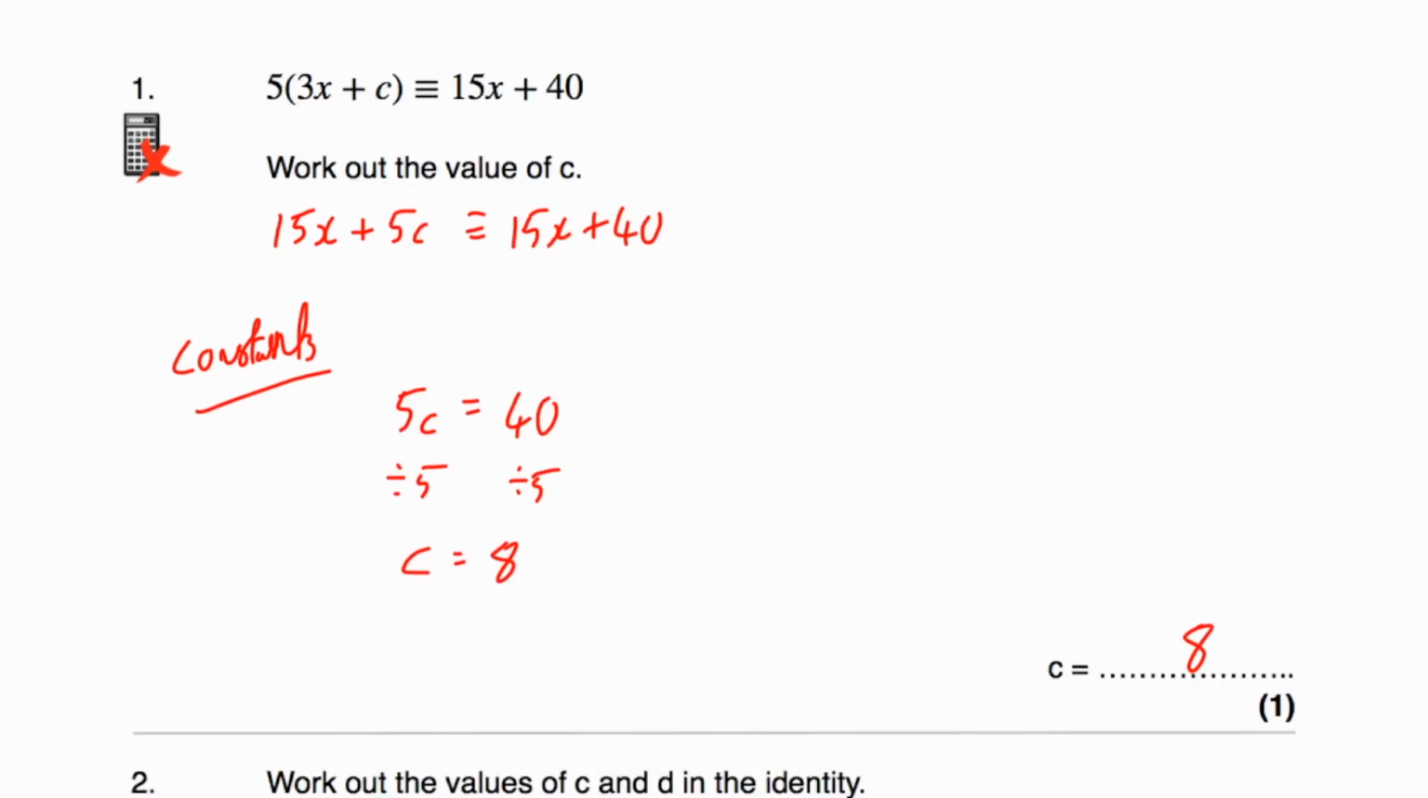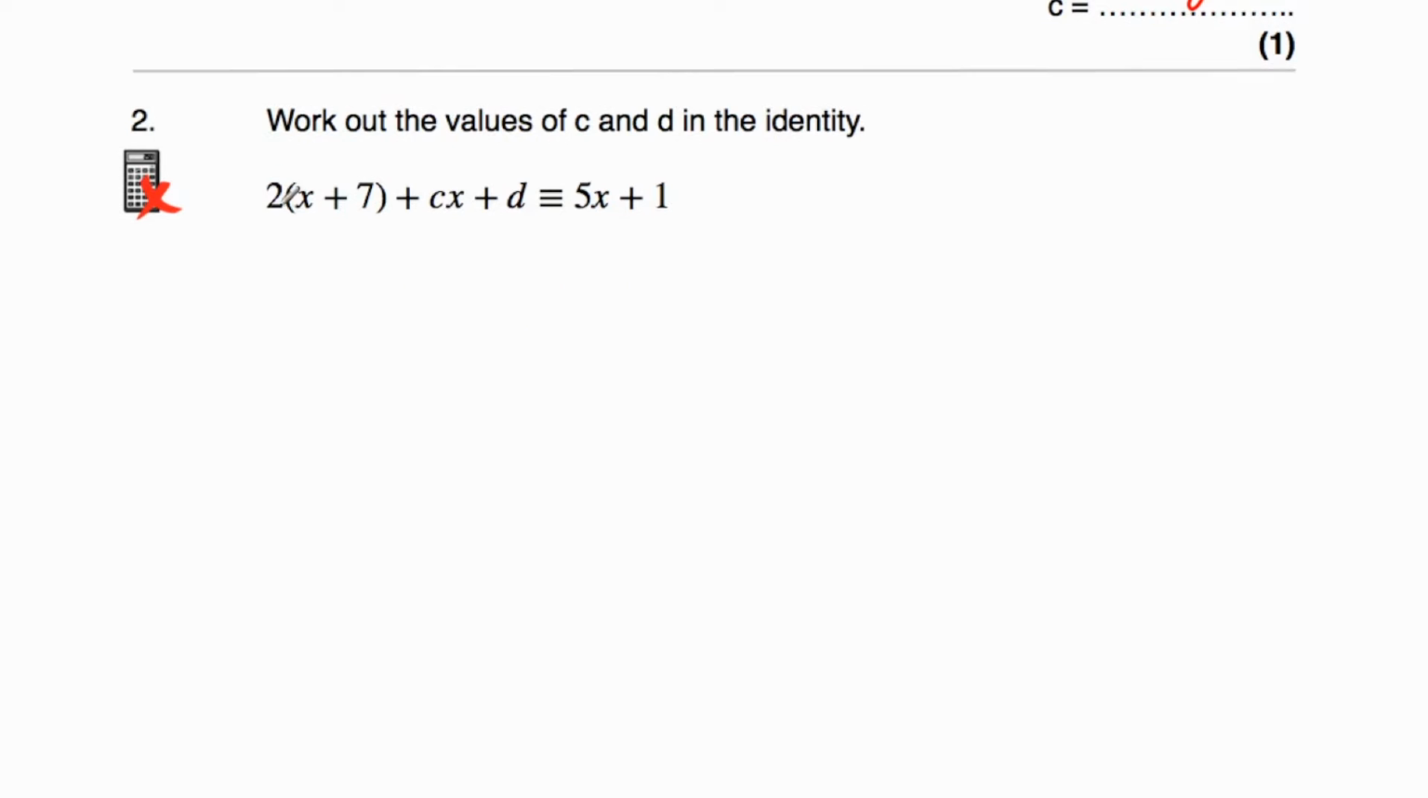Okay, let's have a look at question number 2. So we've got 2 bracket x plus 7, close brackets, plus cx plus d is equivalent to 5x plus 1. So let's start off by expanding our bracket on our left hand side. If we do that, we get 2x and then 2 times 7 is plus 14, and then we've got plus cx and plus d. So that's the left hand side, and that's equivalent to 5x plus 1.